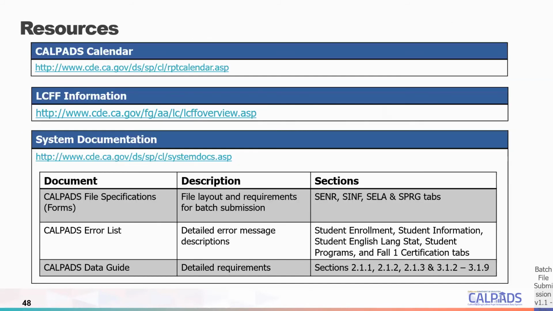Additional resources for submissions are the CalPADS calendar, which tells you the reporting deadlines and timelines. There's LCFF information for specific student subgroups, and then you have your system documents. Go to the CalPADS system documentation page where you can find copies of the error list, the data guide, and the CalPADS file specifications. Also remember, in the footer of CalPADS are links to a lot of these documents, as well as the reference section in the CalPADS user manual.